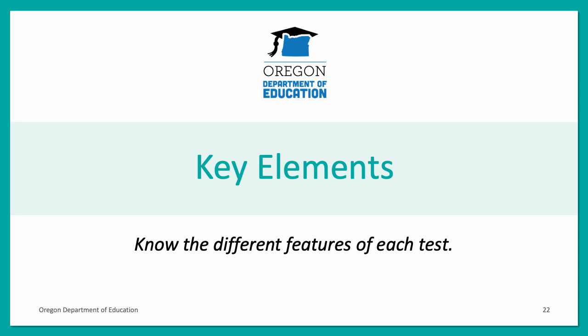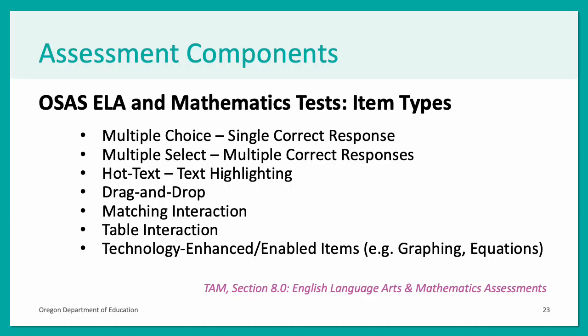This section covers the key elements of the OSAS ELA and mathematics tests. The OSAS ELA and math tests are adaptive, which means the question difficulty adjusts as the student works through the test, providing either easier or more difficult items based on correct and incorrect student responses.